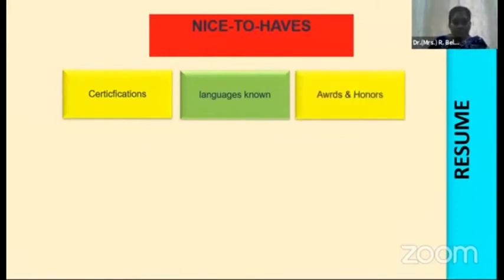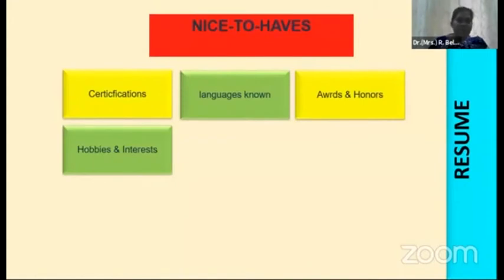Awards and honors. I'm sorry for the spelling. If in case you have received any awards, honors, prizes won and all that, please mention it there. Hobbies and interests: sometimes your hobbies would match your required skill set for the organization. Conferences, publications: if there are conferences and there is a possibility for publication of your research paper, or not only a research paper, an article which you have written, please add it. It is add-on value to your resume.